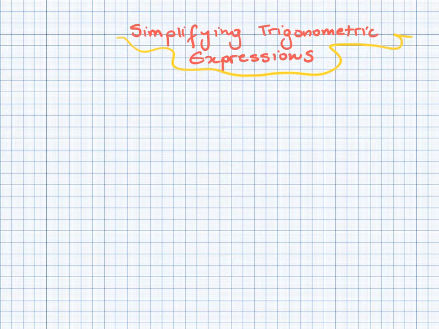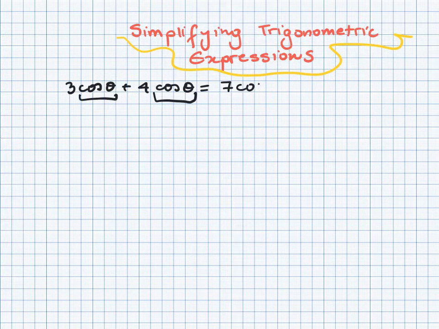For example, if I have 3 cos of theta plus 4 cos of theta, we have 3 cos of theta, which is like collecting like terms. They are exactly the same. We have 3 of cos, and on top of that we have 4 of cos. So altogether we have 7 cos of theta, just the same as the algebra of real numbers.